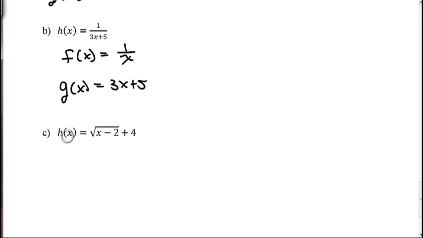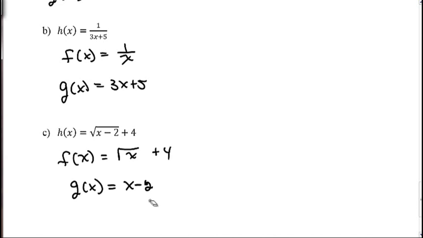And our next one here, h of x is equal to the square root of x minus 2 plus 4. So there are a couple of different things that you could do for this one. So f of x could be the square root of x plus 4, and then g of x could be x minus 2. And you may be able to think of another way to define f and g so that you would come up with the same thing. But here, if you plug x minus 2 in here, you would come up with the square root of x minus 2 plus 4.